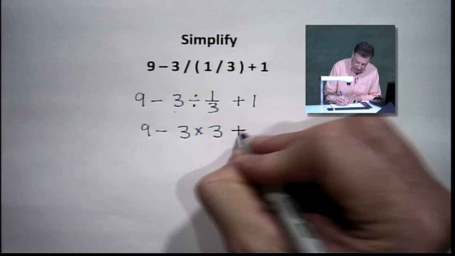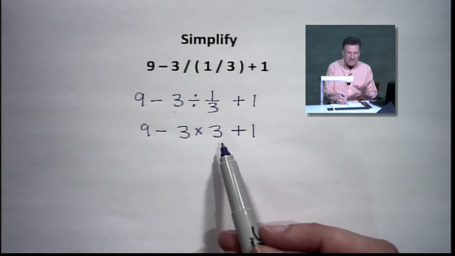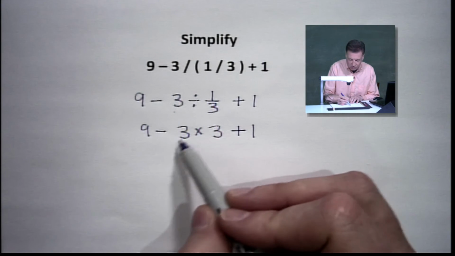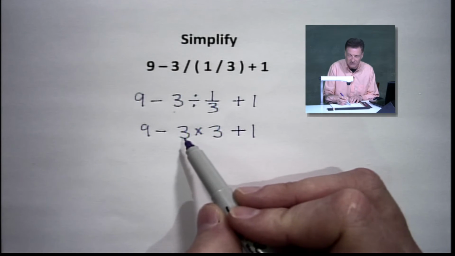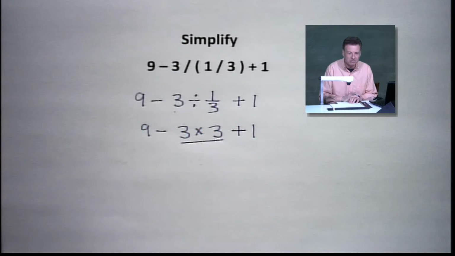And then we're going to tack on this plus 1. Now, at this point, we're with multiplication. That's pretty easy. 3 times 3, that, folks, is where you go first. Don't go 9 minus 3 first. It's not a left to right situation. We have to go where the problem tells us to. And multiplication takes precedence over adding and subtracting.